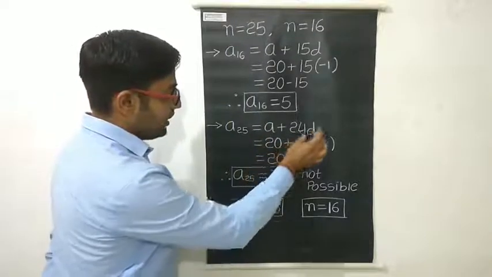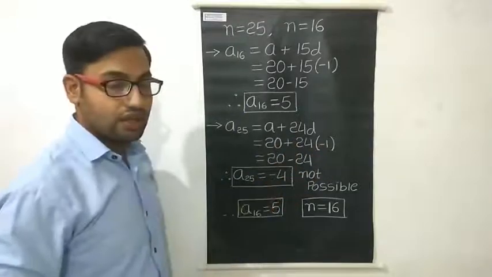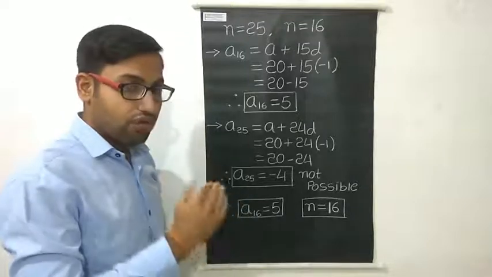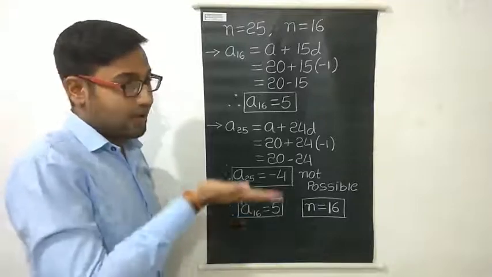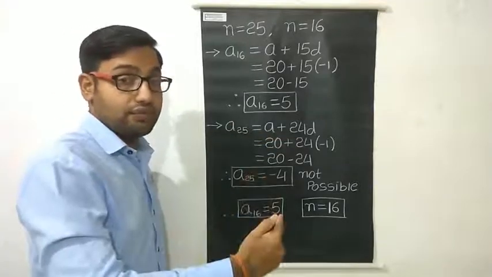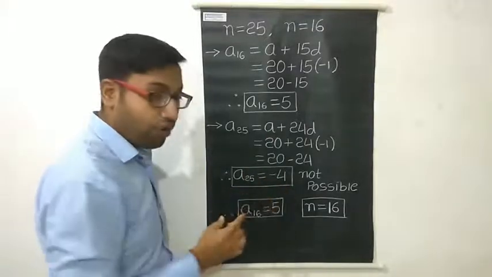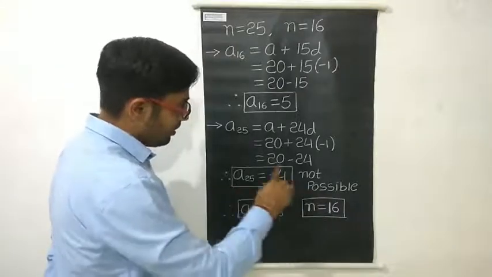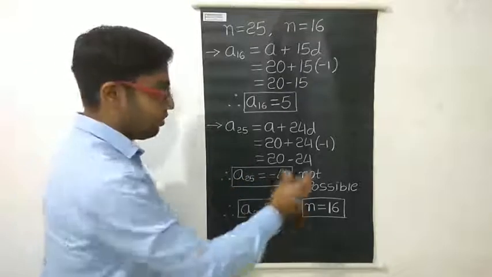So a is 20, d is minus 1, 20 minus 24, that is equal to minus 4. So what is this a25, or what are we actually finding? The number of logs that are in the topmost row. So that is a natural number, that is a whole number. So is it possible that minus 4 is the value? No, it is not possible. So this first value of the number of logs is not possible.